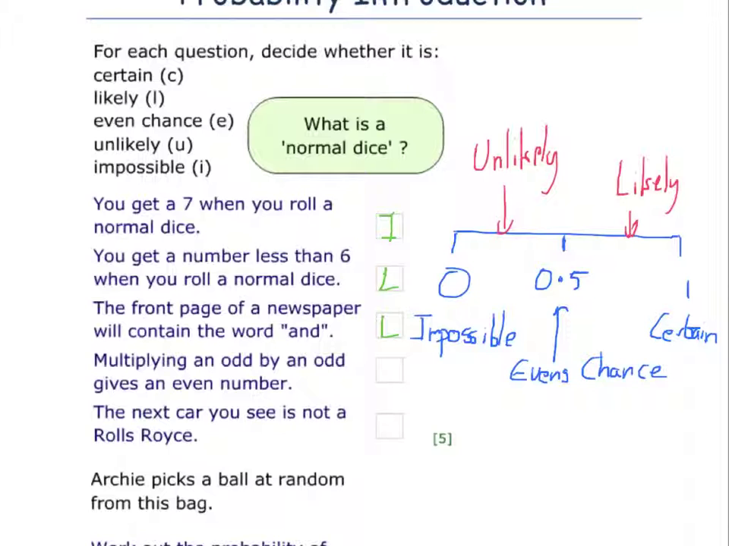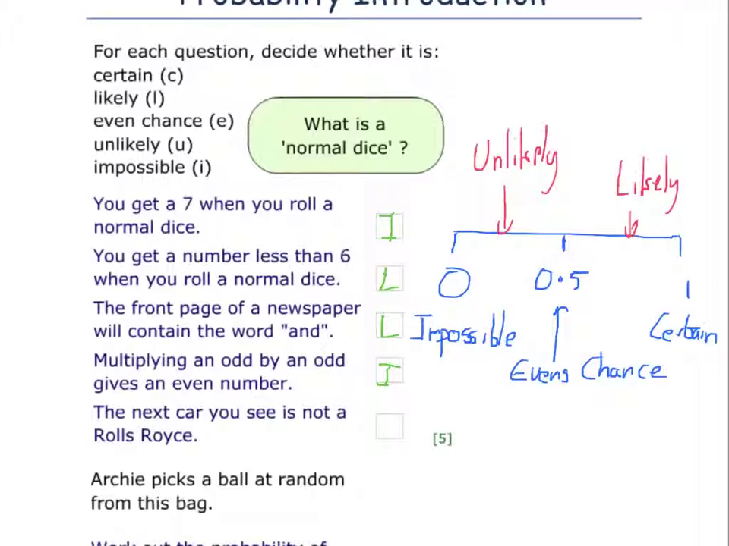Multiply an odd by an odd gives an even number. So think of 2 odd numbers here. So 3 and 3. What's 3 times 3? It's 9. That's odd. Let's try another one. 1 times 3. That's 3. That's also odd. So you never get an even number. So that is impossible to happen.